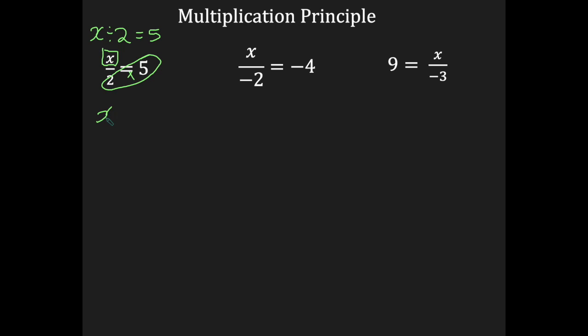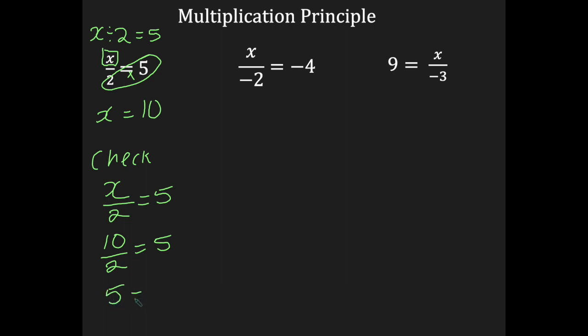So here I'm going to write x equals, and 2 times 5 is 10. If you want to check, go ahead. x over 2 equals 5. We figured out x is 10 over 2 equals 5. Now 2 goes into 10 5 times, and the left equals the right.